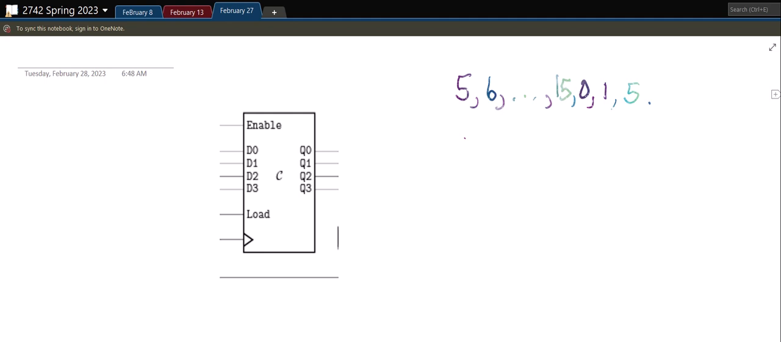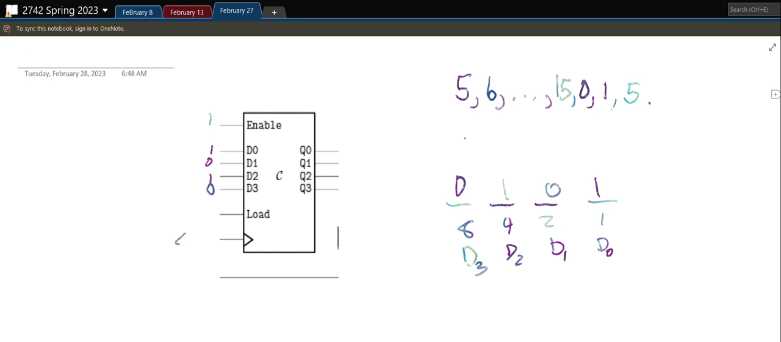Okay, so we're going to load 5. So the first thing to do is to figure out what 5 looks like. Again, hopefully you know this. So that's 1, 2, 4, 8. That's D0, D1, D2, D3. 5 would be 4 and 1. So we'll load a 1 on D2 and D0, and a 0 on D3 and D1. A 1 on the enable and our clock. 1, 0, 1, 0. Okay, so now we want to detect 1.